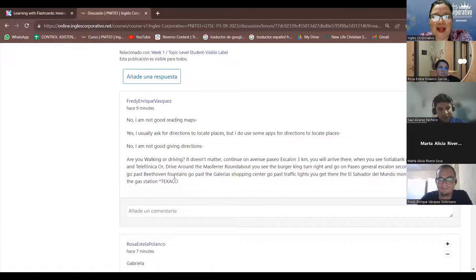Okay, then go past Beethoven Fountains, go past the Galleria Shopping Center, go past traffic lights. You get there, the El Salvador del Mundo is next to the gas station. Ajá. Los nombres de las compañías o de los lugares los ponemos antes de decir qué es. Por ejemplo, Texaco Gas Station. Okay? Texaco Gas Station. Se miran, El Salvador del Mundo, Monument.